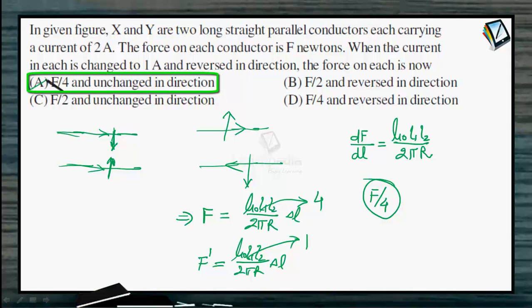So option A will be the correct choice, that F by 4 and unchanged in direction. The force on each is now F by 4 and unchanged in direction.